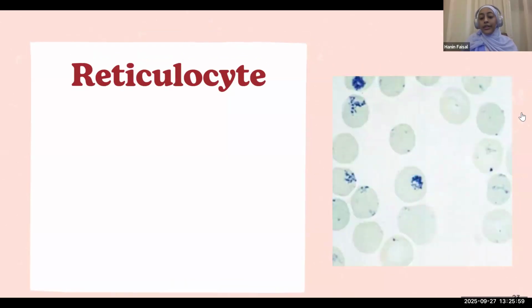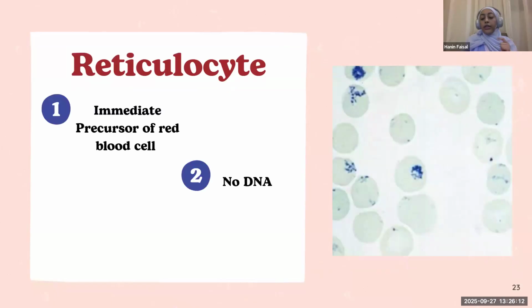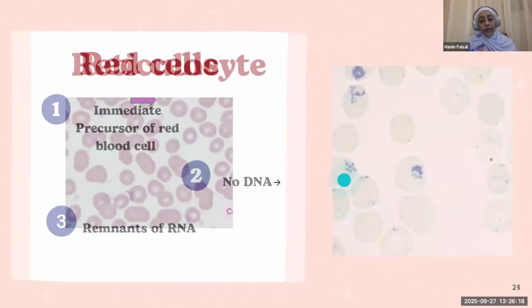Yes, a reticulocyte is an immature red blood cell. It's basically the immediate precursor of the red blood cell. As you said, this is the RNA remnants. The reticulocyte does not have DNA, however, it has remnants of RNA.